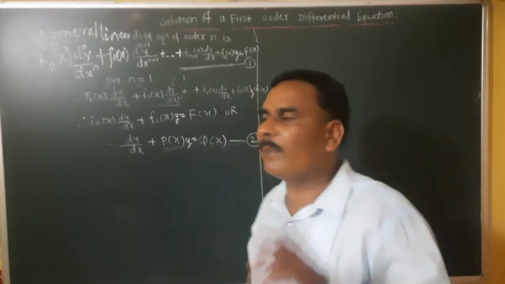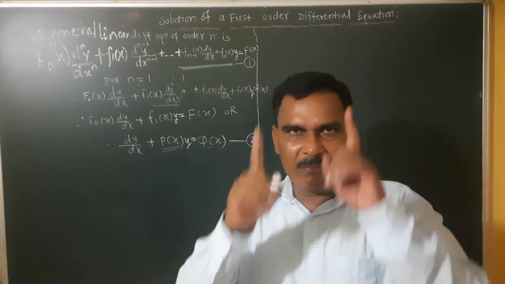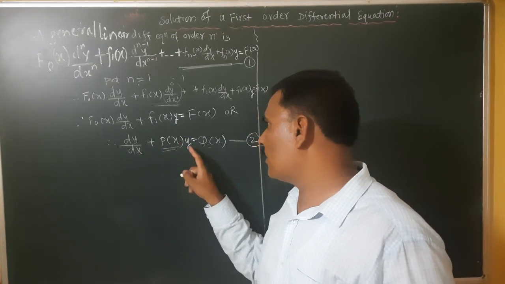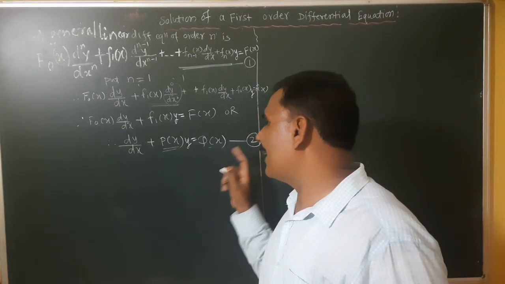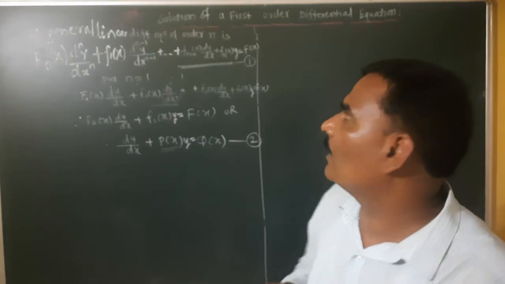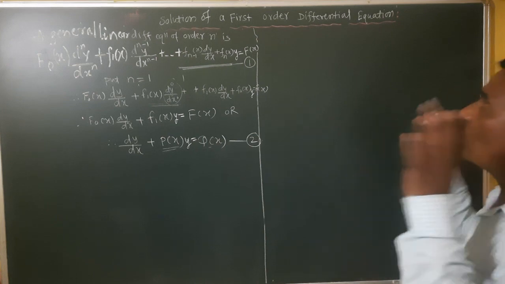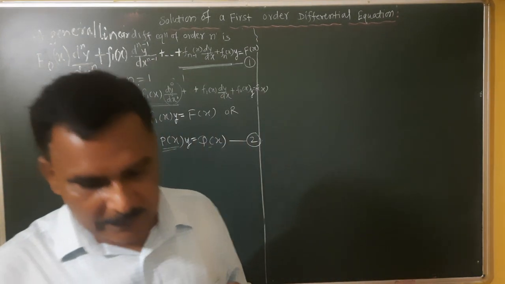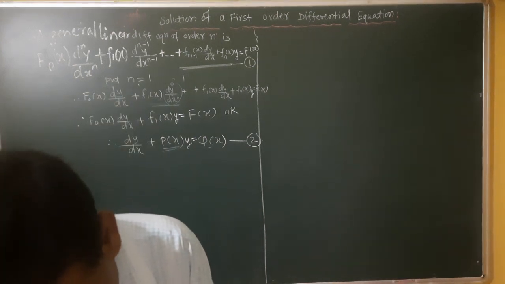What is the order of this equation? dy by dx is the first order differential equation. dy by dx plus p of x into y is equal to q of x. This is the first order linear differential equation we have to consider, and we are interested to find the solution of this equation. First of all we have to solve this equation.